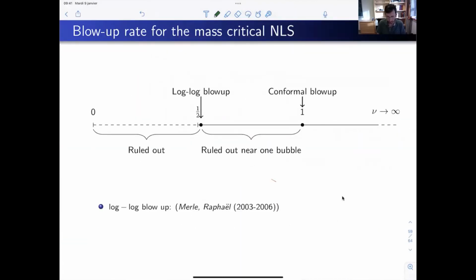Between the log-log, and I should have said the log-log is also stable in H1 topology. So I think that our result opens new questions about gKdV, but also about NLS. Could you have some stuff happening here? Well, we don't know.